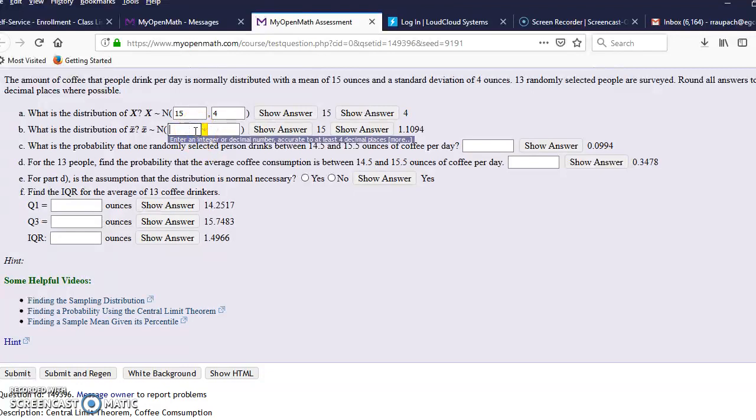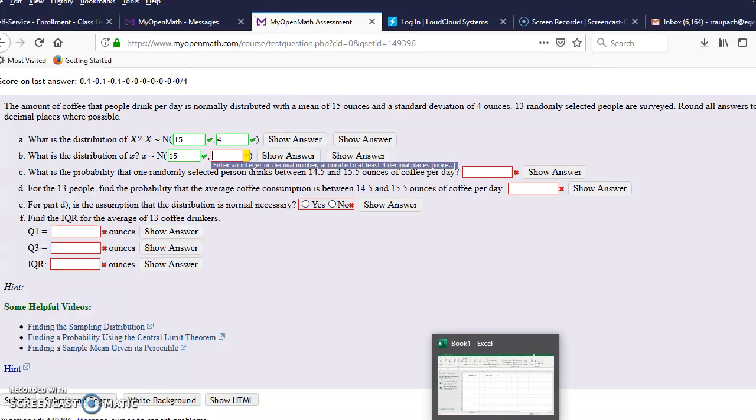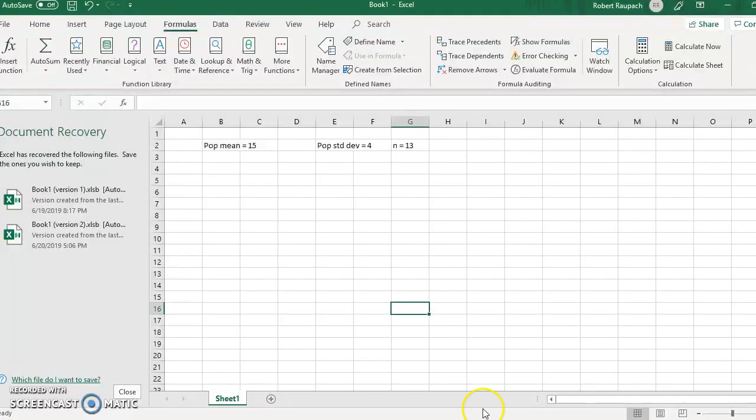The mean for the distribution of X bar, which is a sample mean, is the same as the population mean. So 15 goes there. However, you're going to have a different answer here. Let's let Excel do that one for us because we're going to grab that later when we do the rest of our problem. So here I put this in there to save time.